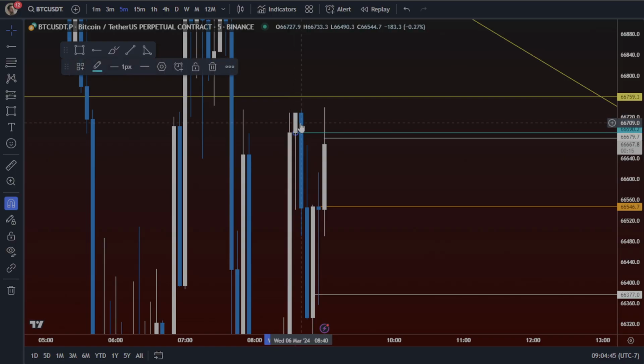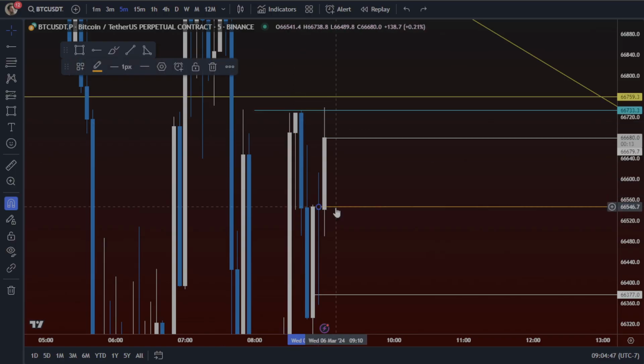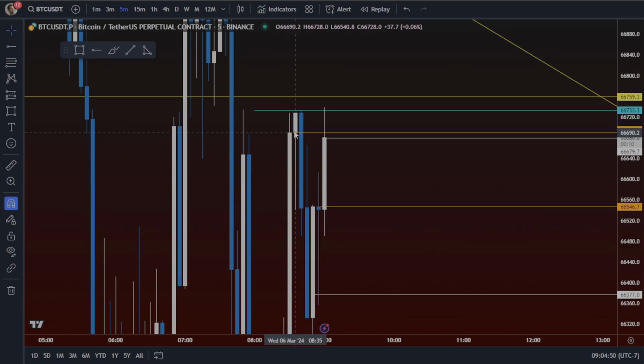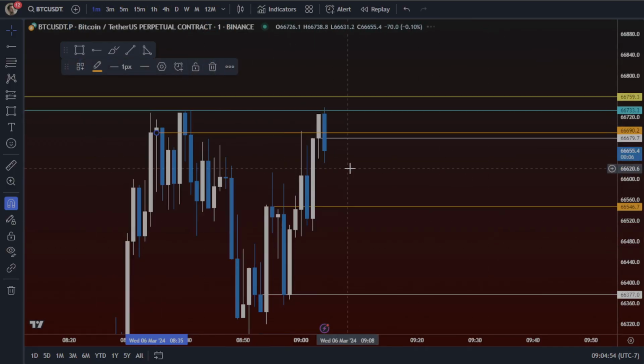And as a minimum, you definitely have to be below this 5-minute hold level. If you open above it, you got to get out. Even the 1-minute candle, if it opens above it, I would be getting out.